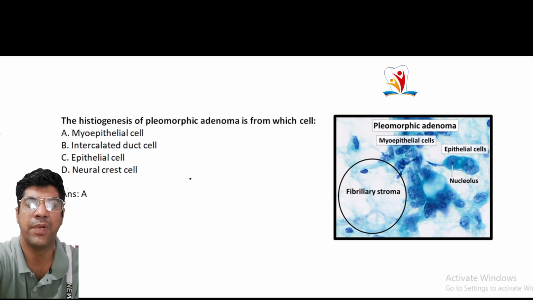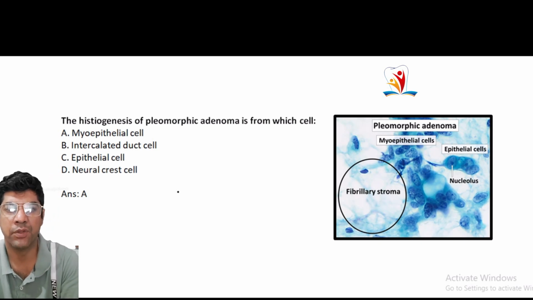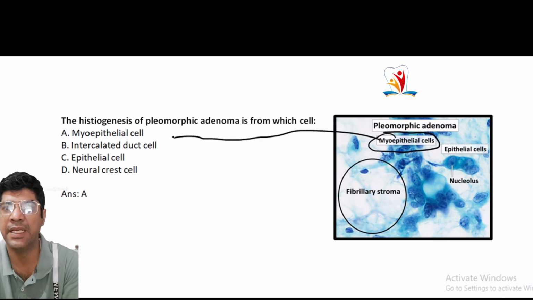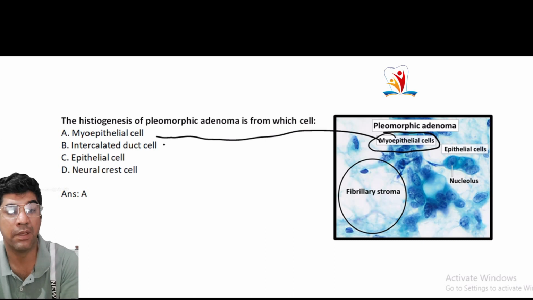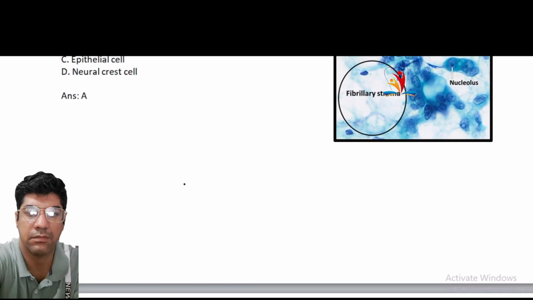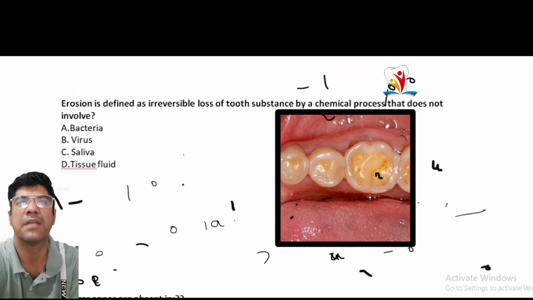The histogenesis of pleomorphic adenoma: pleomorphic adenoma is the most common tumor. It originates from the myoepithelial cells and ductal epithelial cells. So these myoepithelial cells play a role in histogenesis of pleomorphic adenoma. Next question.